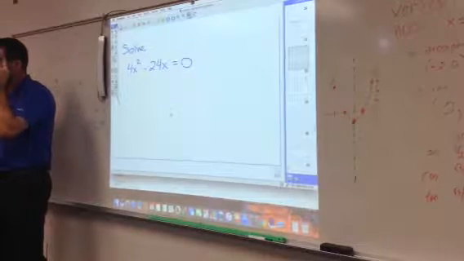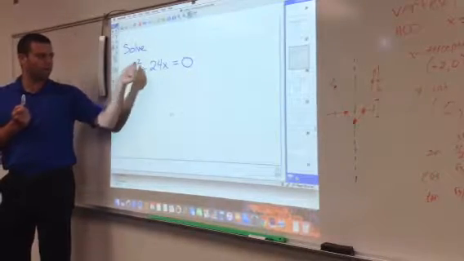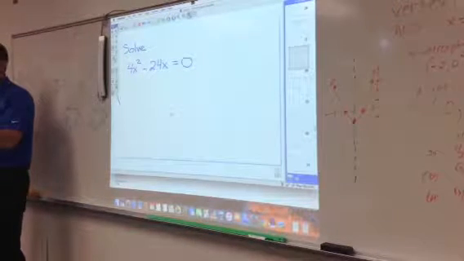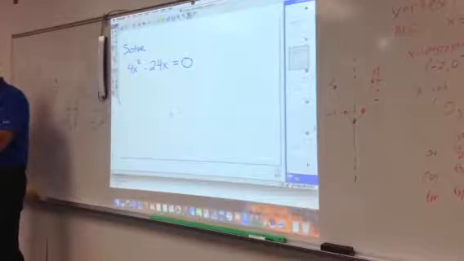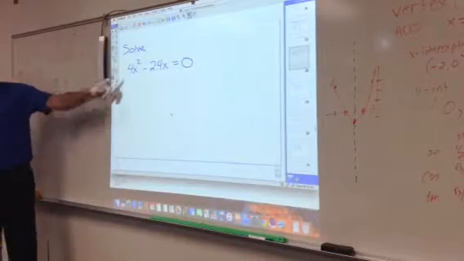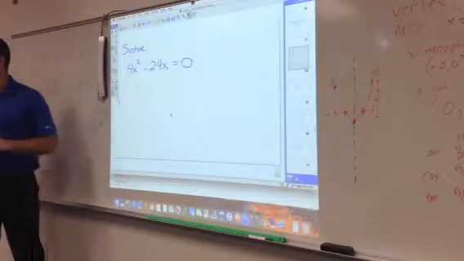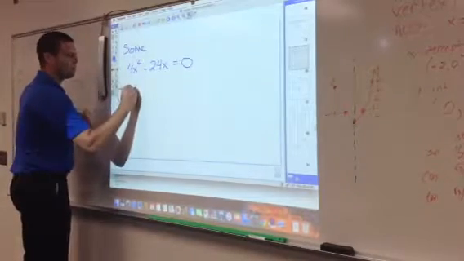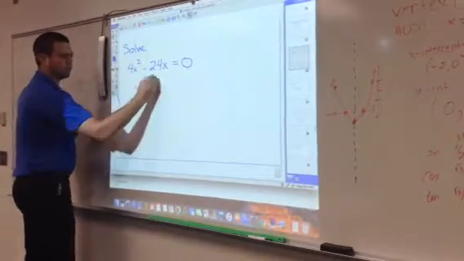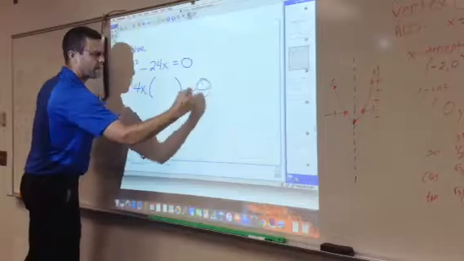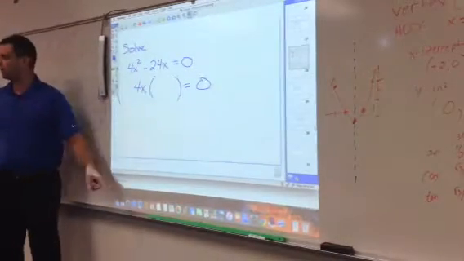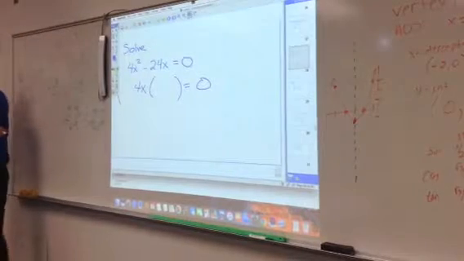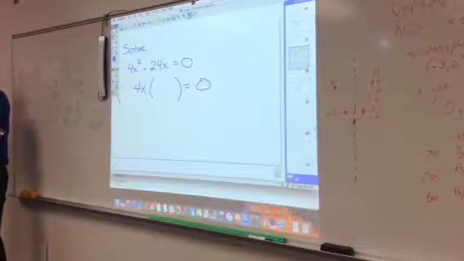Which is 4. So I think in my head, what are both of these terms divisible by, or what do they both have in common? 4 and x. 4x. 4x can go into this, 4x can go into this. So 4x is my greatest common factor. I bring 4x out to the front of my parentheses. What would be left in the parentheses so that if I did distribute it back together, I haven't changed the problem? x minus 6.